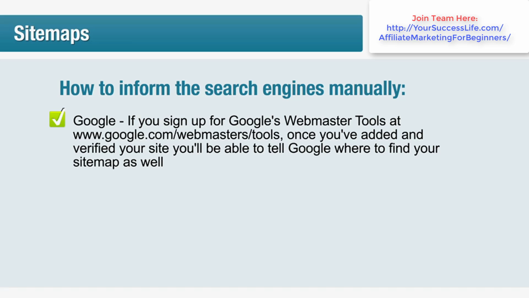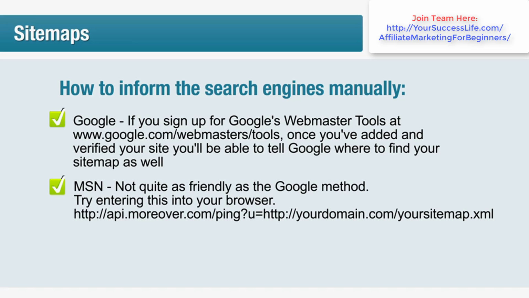Once you've done it once, you shouldn't have to do it again, unless you delete the file or the meta tag. What about MSN? Not quite as friendly as the Google method. Try entering this into your browser, changing it to the address of your own sitemap, of course.